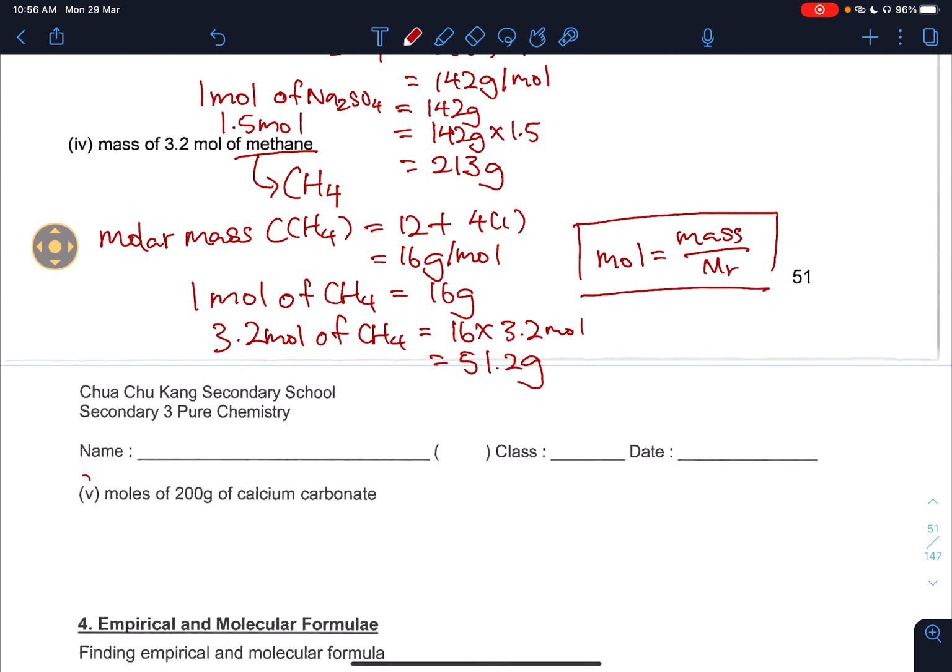So let's go and practice with this question. I believe the final answer should be 2 moles.